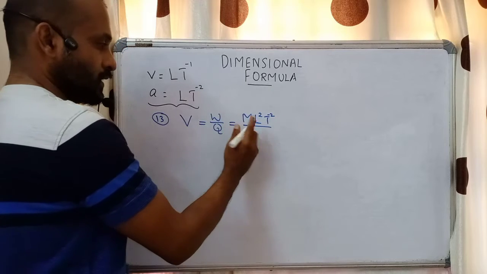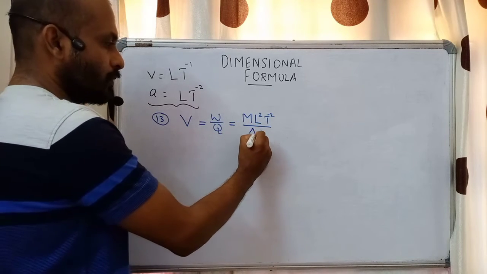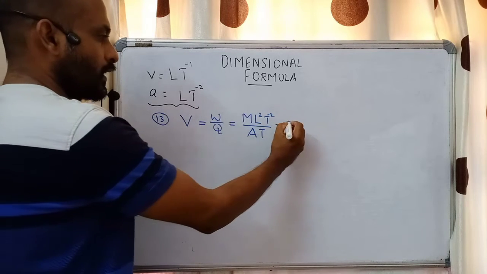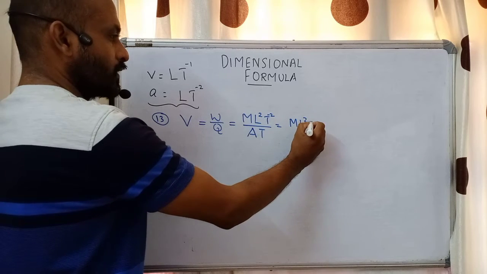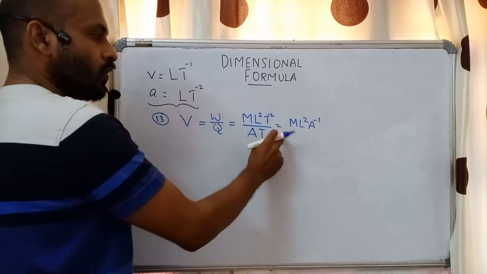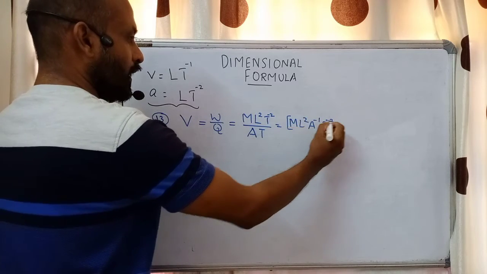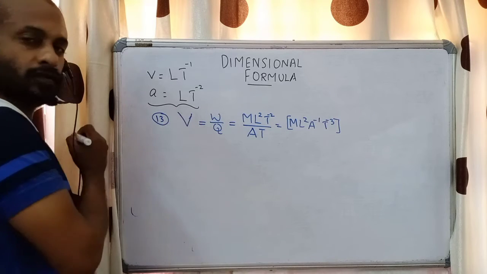Divided by charge. Charge means current into time. Current has the symbol A, time has t. A into t. So when you rearrange, what will you get? m L square. A will come up, A raised to minus 1. t also comes to the numerator, it will be t raised to minus 3. It is the dimension formula of what? Potential difference.